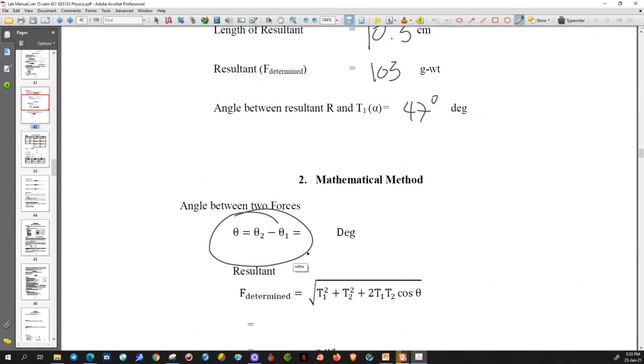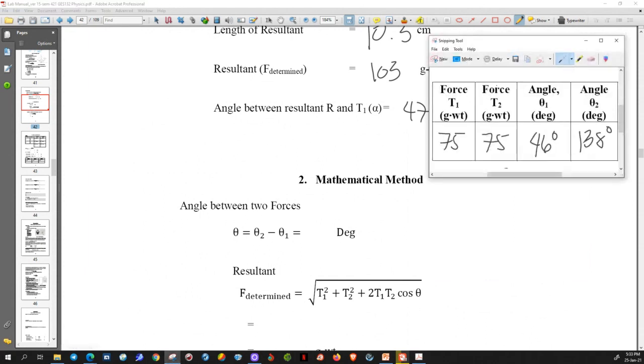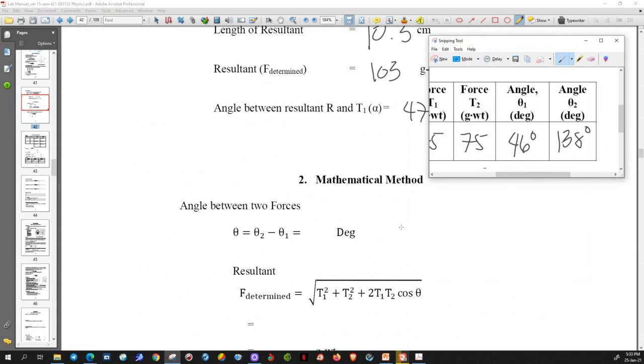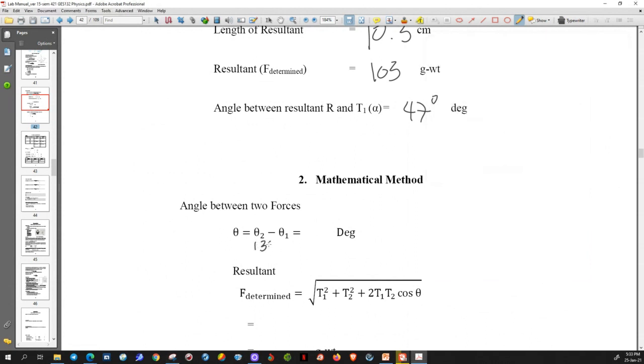So you have to minus theta 2 minus theta 1. What is theta 2 and theta 1 again? Theta 1 is 46. Theta 2 is 138. So let's substitute. 138 minus 46. Yalla, give me the answer. How much is theta? Anyone? Use your calculator. Come on.